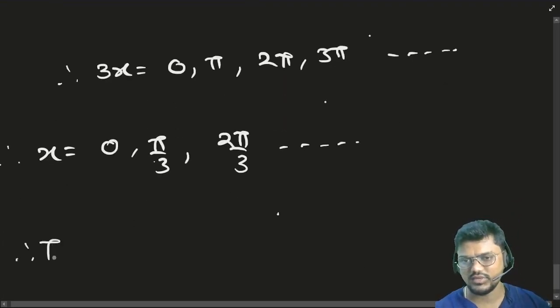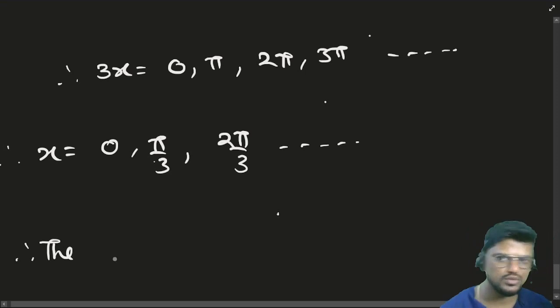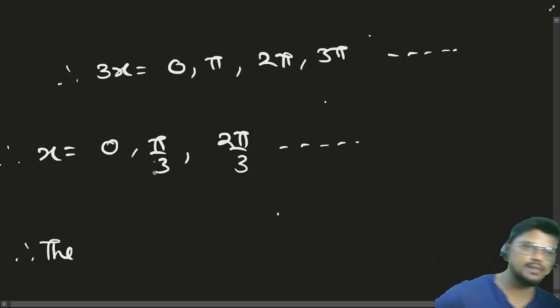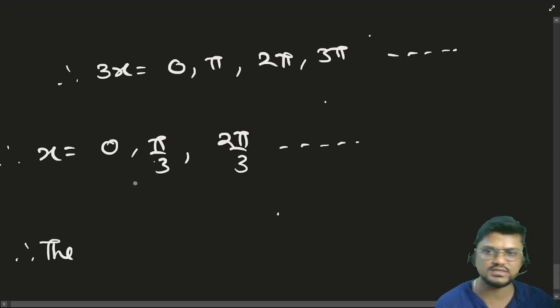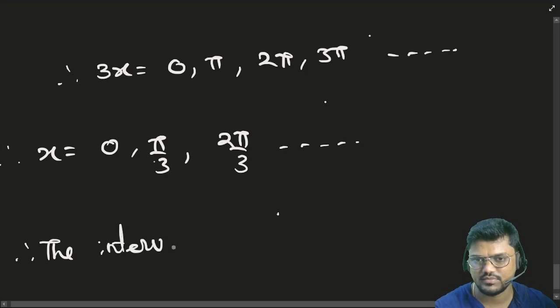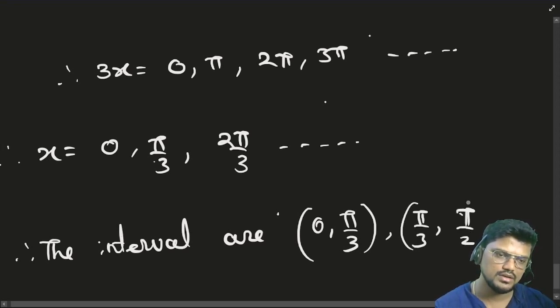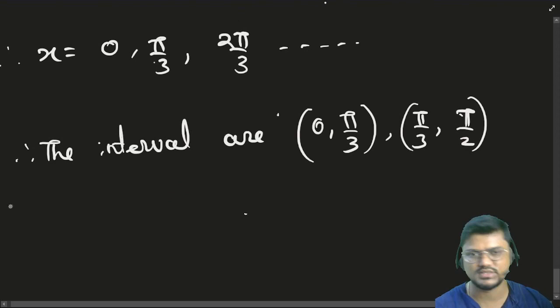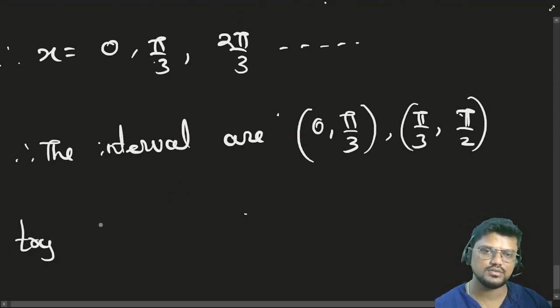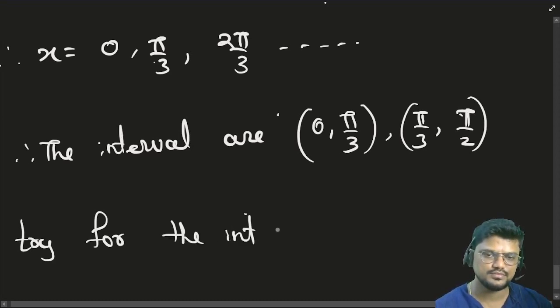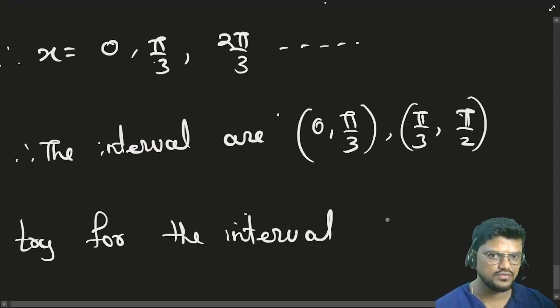We know that the interval is from 0 to pi by 2, no? So over here pi by 3 is also there. That is, 0 to pi by 2 means 0 to 90. But over here the tangent is horizontal at pi by 3 also. So what we will do? Therefore, the intervals are 0 to pi by 3 and pi by 3 to pi by 2. Now let us try something for the interval 0 to pi by 3.